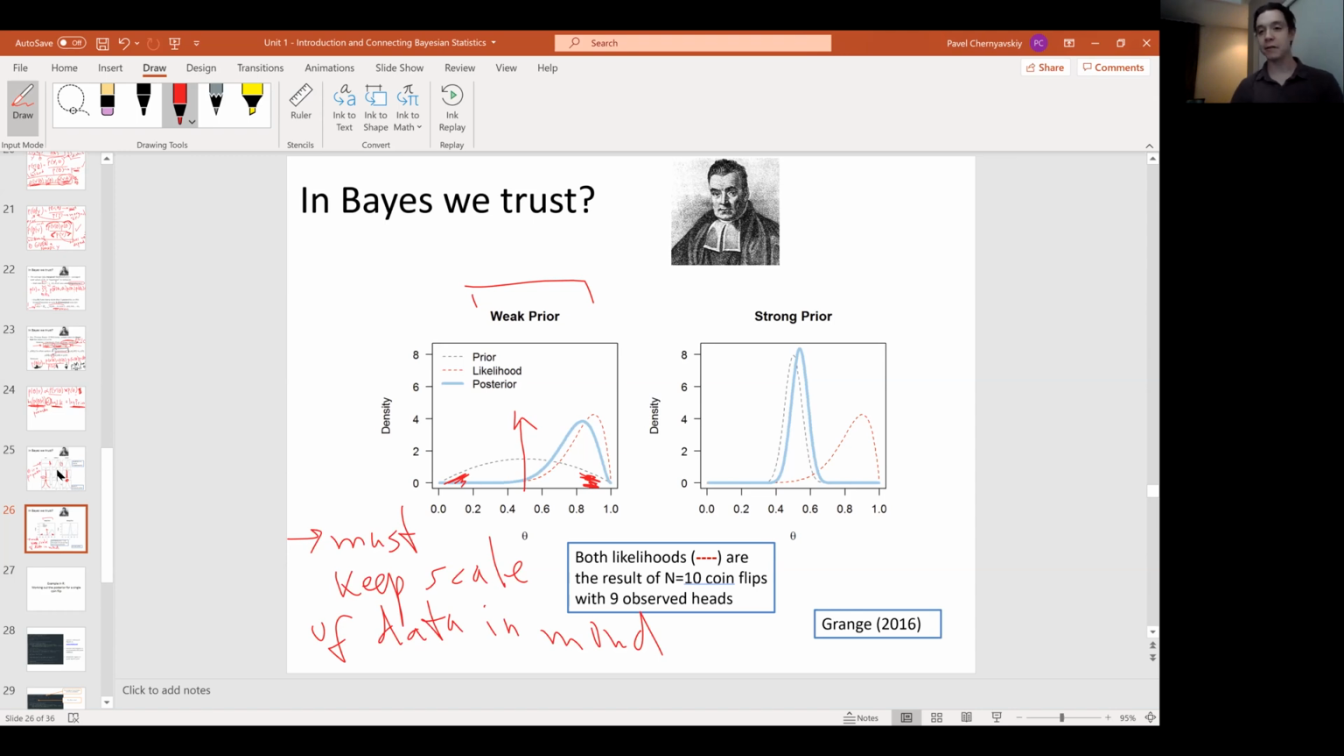And I will allow for the fact that my coin can produce heads with probability of less than 0.2 and with probability of greater than 0.8. In some ways, it's kind of a silly prior, but hey, you don't know. I was flipping the Susan B. Anthony dollar. I don't know anything about the Susan B. Anthony dollar. Nothing about it. So maybe a weak prior is more appropriate.